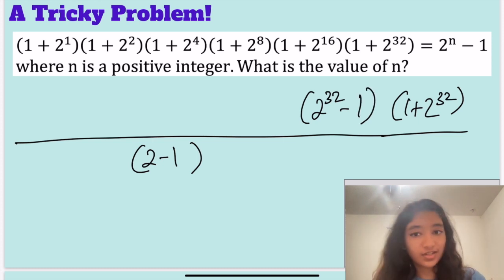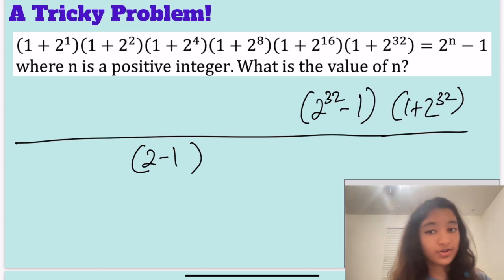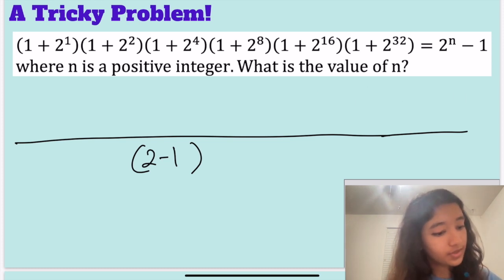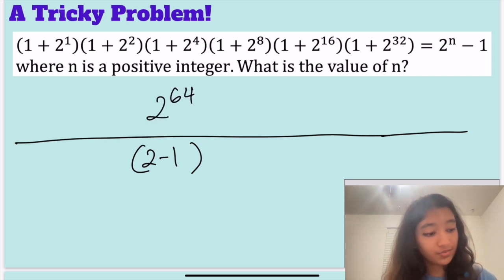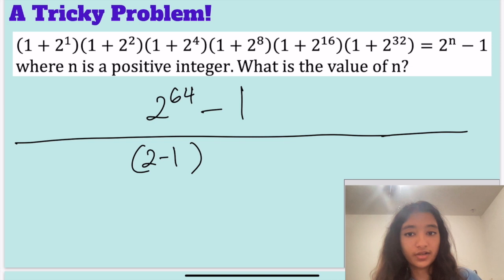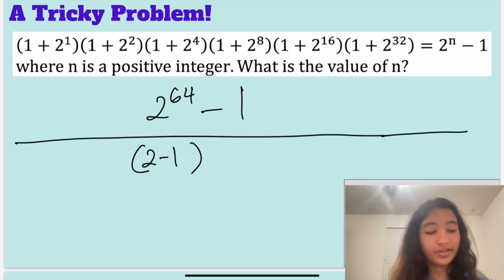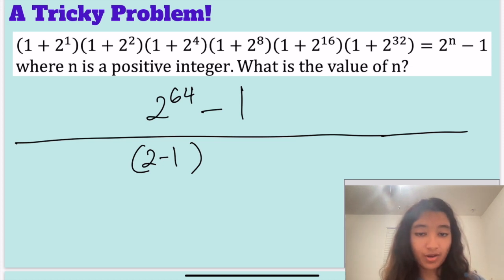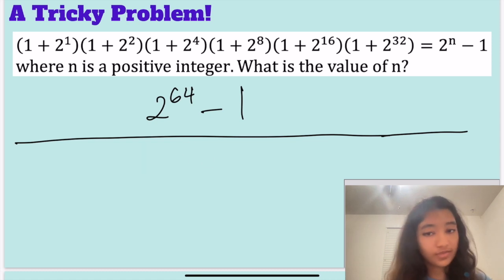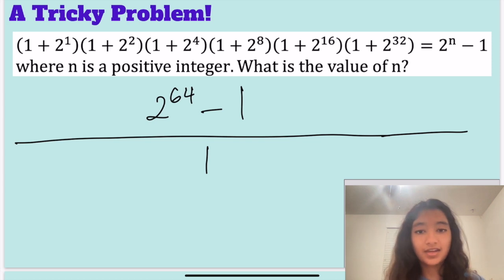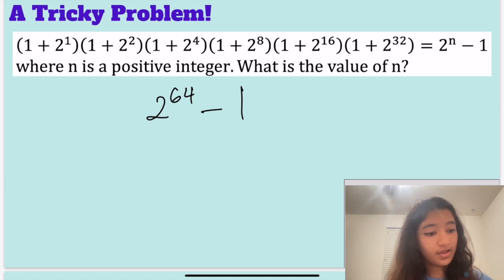And then finally, these are our last two terms in the numerator. 2 to the 32nd minus 1 times 2 to the 32nd plus 1. That's just equal to 2 to the 64th minus 1. But notice in that denominator, we still have 2 minus 1 from when we multiplied by 2 minus 1 in the numerator and denominator. But you guys have probably already noticed that 2 minus 1 is just equal to 1. So if our denominator is just 1, then any number divided by 1 is just itself. So we can ignore that 1, and that just leaves us with the numerator, 2 to the 64th minus 1.